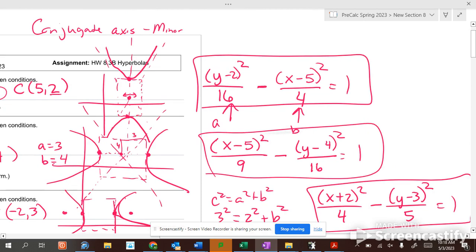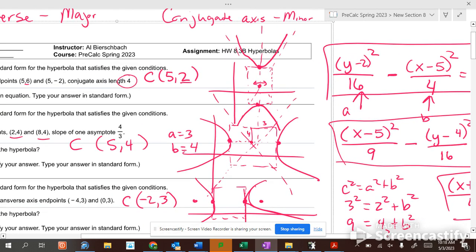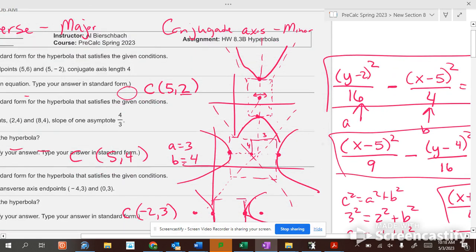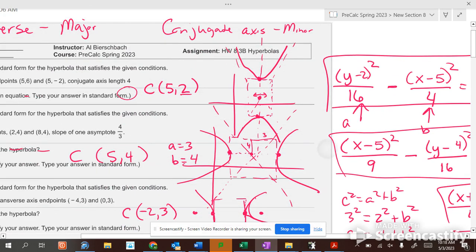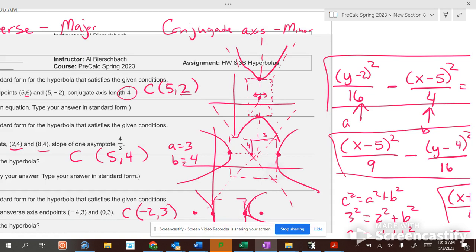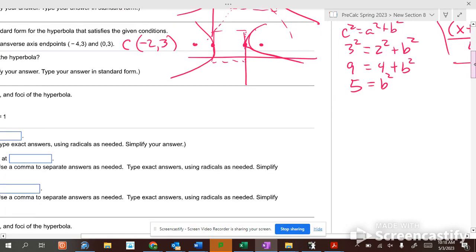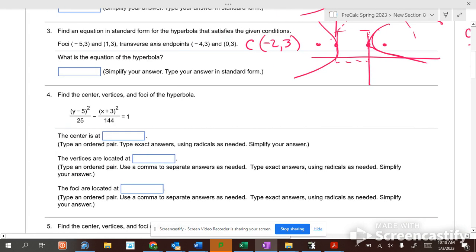The first problem gave you both axes. The second one gave you an asymptote to help you find the other one. The third one gave you foci to help find the other one. Okay? So it all depends on what they give you to figure out your equations. All right, continuing on. Now they give us the equation, you've got to find everything else.